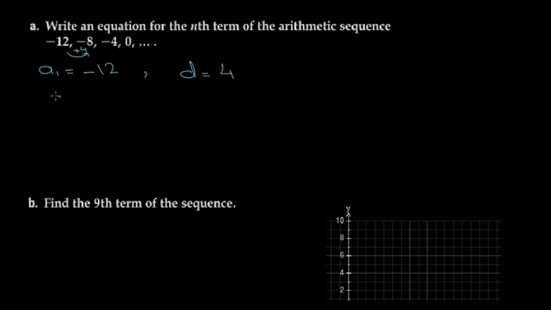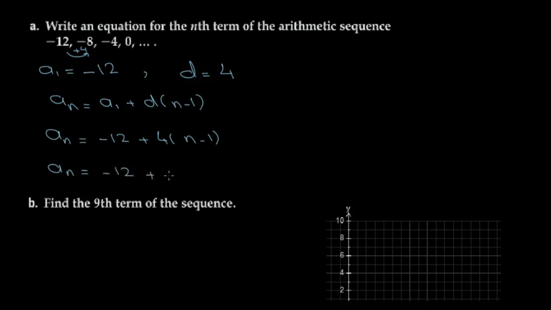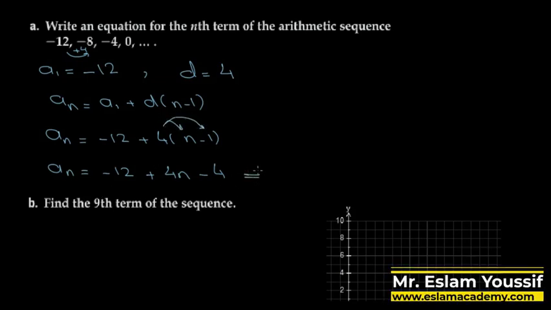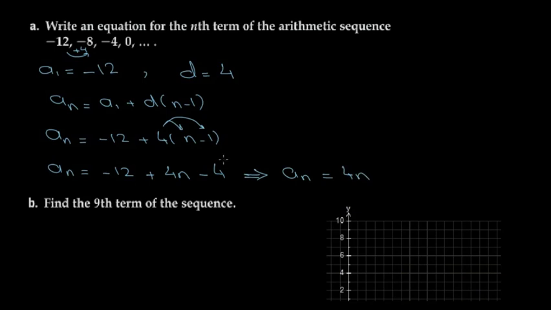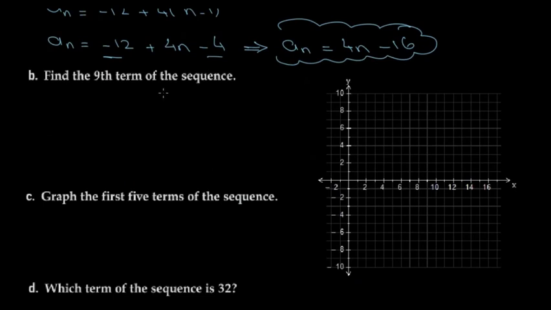So by using the nth term formula, which is an equals a1 plus d multiplied by n minus 1, an is equal, by substitution, to -12 plus 4 times n minus 1. So an is equal to -12 plus 4n minus 4, by simplifying using the distributive property, so 4 times n and 4 times -1. So from all of that we can find that an equals 4n, by adding the like terms, minus 16.